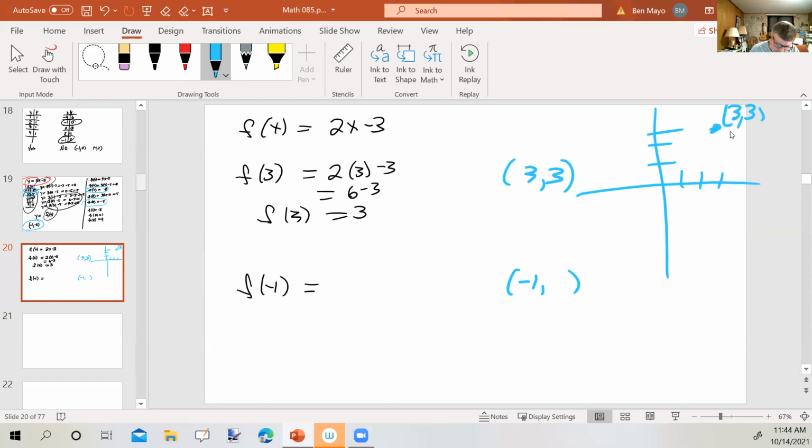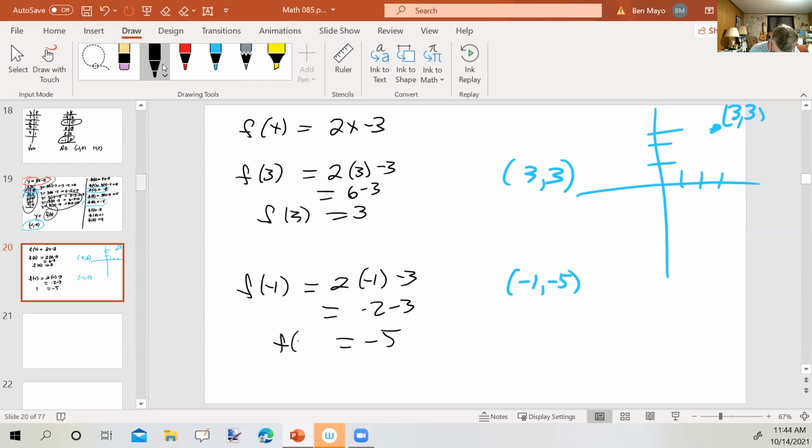Okay, so then let's go back here and find f of negative 1. That would be 2 times negative 1 minus 3, negative 2 minus 3, negative 5. So f of negative 1 equals negative 5. So we're not doing anything new. We did this back in chapter 3 if you took Math 85 with graphing, but we're using a different notation to represent their ordered pairs. Okay.